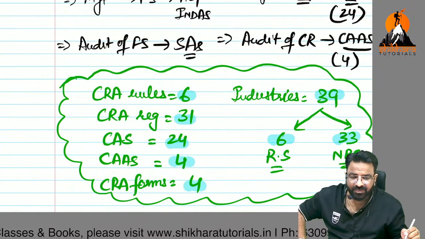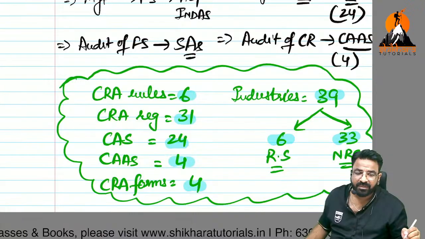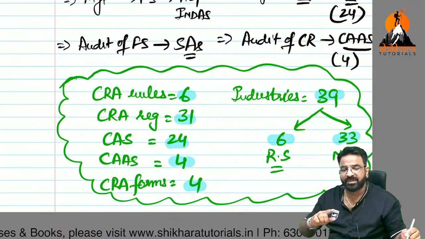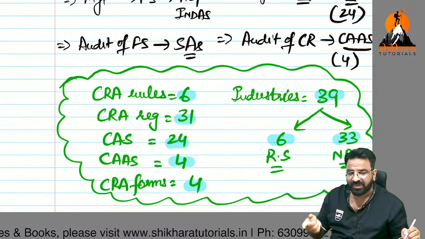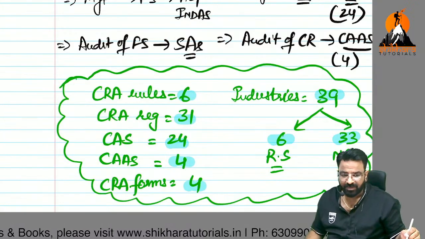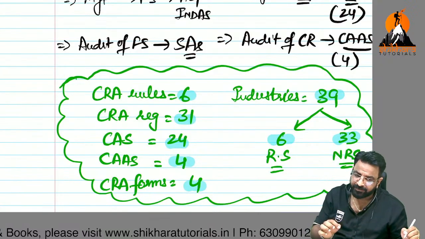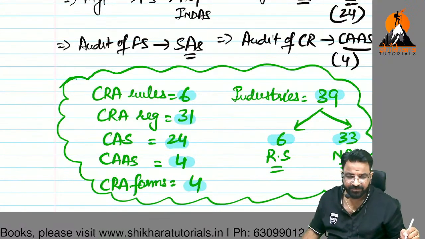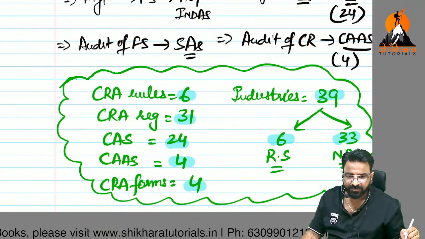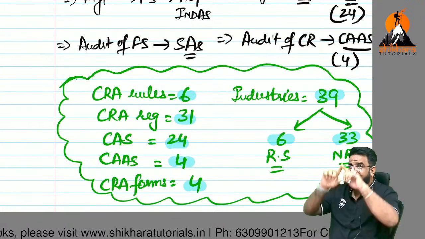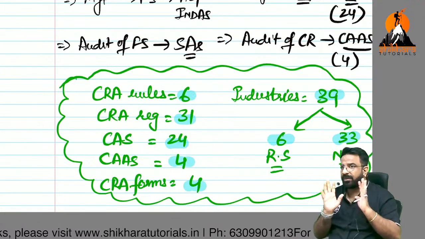SA stands for standards on auditing. That is what a practicing CA follows when he does a financial statement audit. Whereas when we do the cost audit, we follow the cost auditing and assurance standards. Is it clear? I hope it is clear to you. Right, everyone? Okay. So this is our world within which we have to operate.